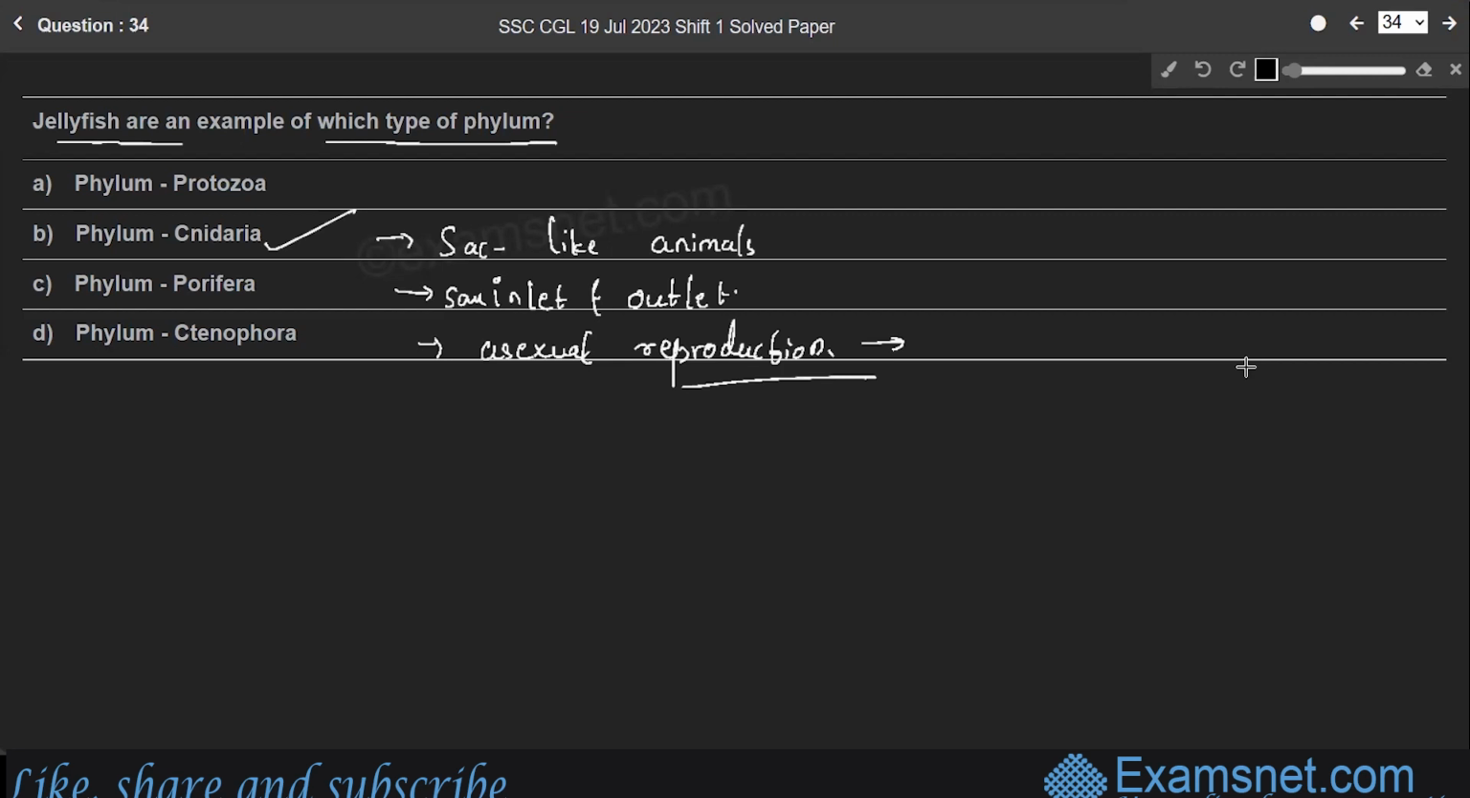In the case of jellyfish, they are invertebrates. That means they do not have a spinal cord. So when it comes to jellyfish particularly, jellyfish are invertebrates.